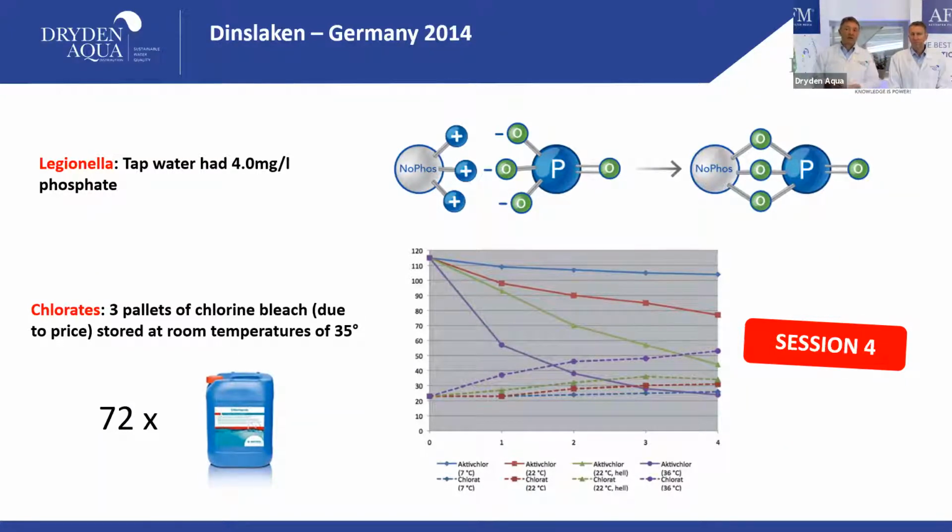So also we dosed a lot of APF and a lot of no-phos really to get these phosphates out, and they had even a phosphate filter or something like this. So problem solved. The last one, chlorates.